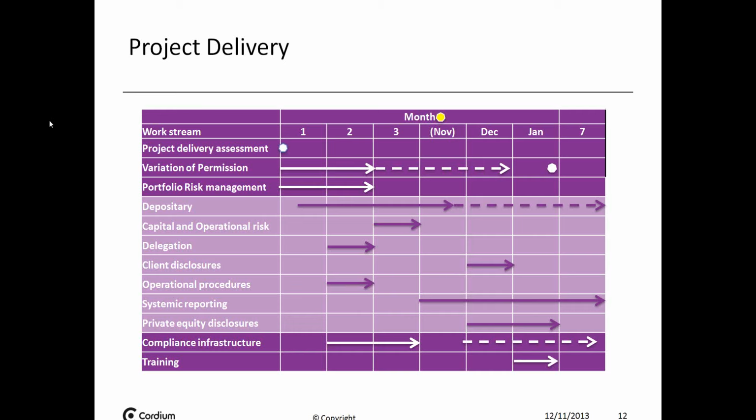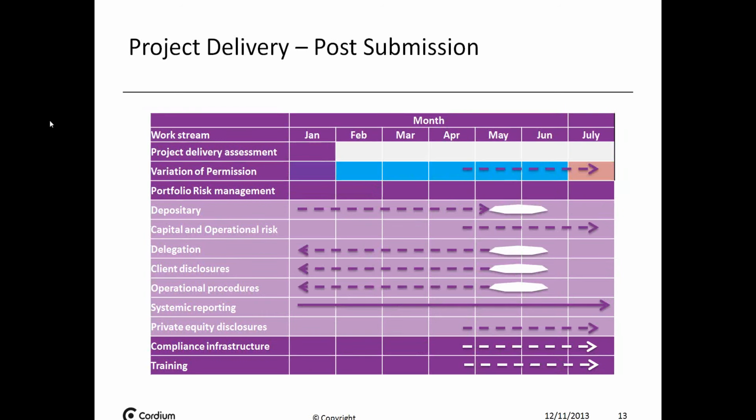But now the job isn't, even when you submit, the job isn't necessarily over. So the project assessment is over, but the variation of permission process still continues. Once submitted, whether it's before Christmas or in January, there will still be a period of time in which you will need to work on some of these issues in order to ensure that you can get to the position of an authorization.